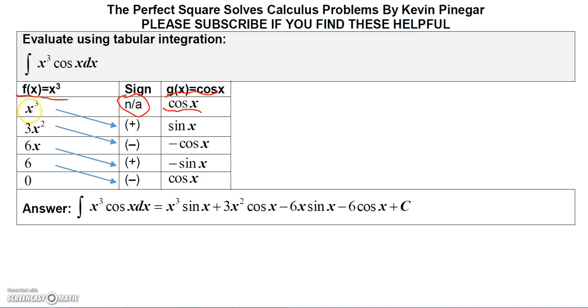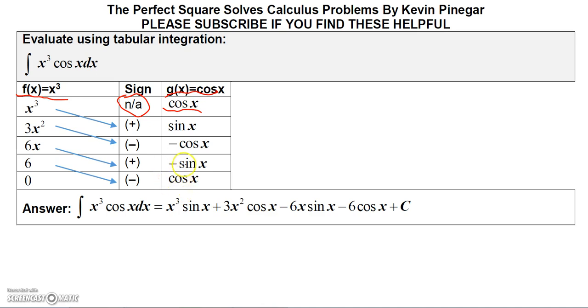So here you're going to have x cubed. Then you take the derivative of that, you get 3x squared. Then you take the derivative of that, you get 6x. Take the derivative of that, you get 6. And then, of course, the derivative of that is 0. Then over here, you're going to integrate cosine x and get sine x. Then when you integrate sine x, you're going to get minus cosine x. Then when you integrate minus cosine x, you're going to get minus sine x. And then when you integrate minus sine x, you're going to get plus cosine x.